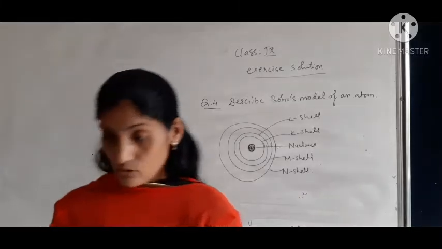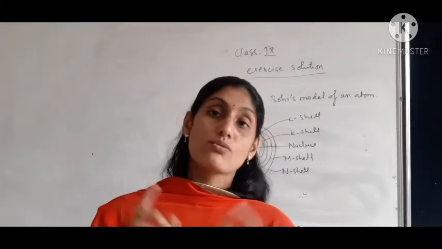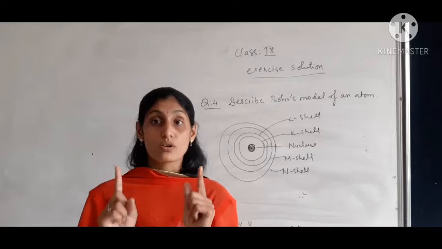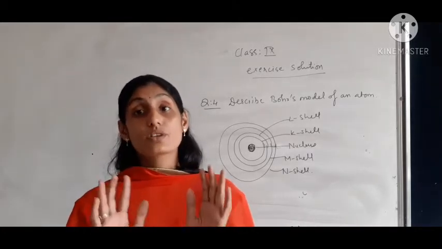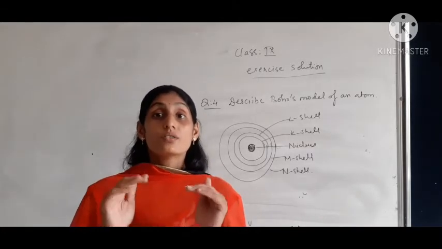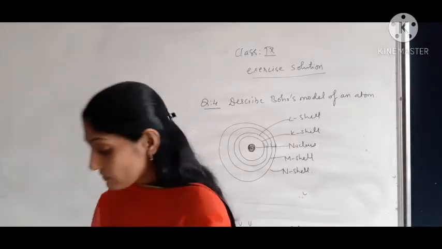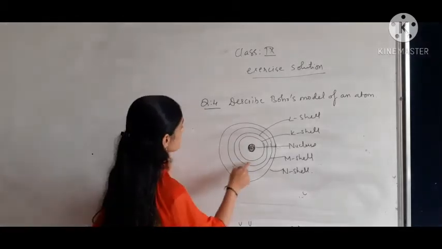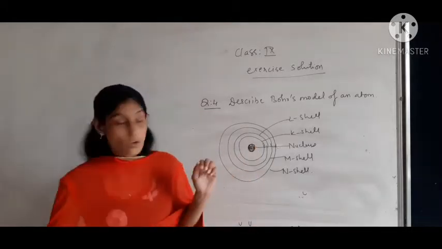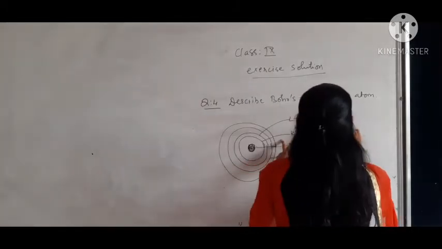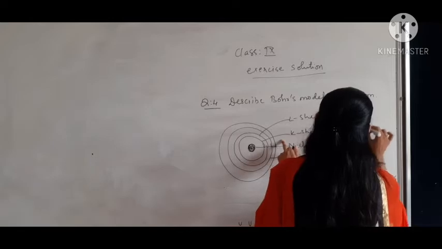And whenever the electrons are revolving around the nucleus, they do not radiate any energy. That means they do not lose or gain the energy. Energy remains constant. Only it can jump from the lower energy level to the higher energy level. Now next is whatever the orbits are known as energy levels. That means what you can write over here, K shell. So it is denoted as energy level.